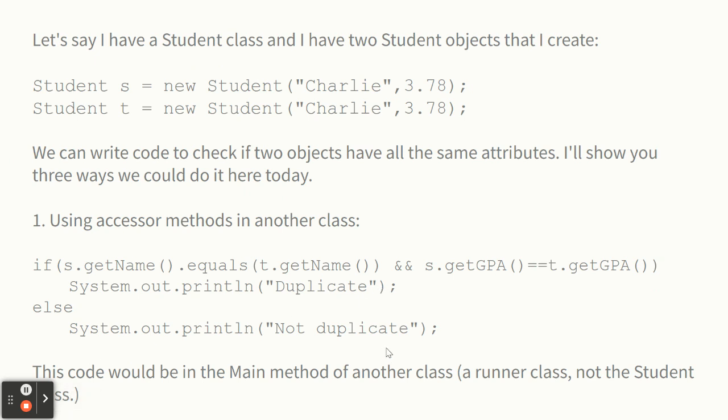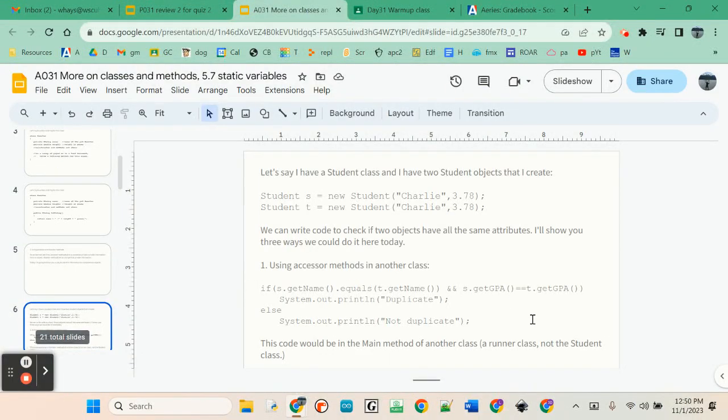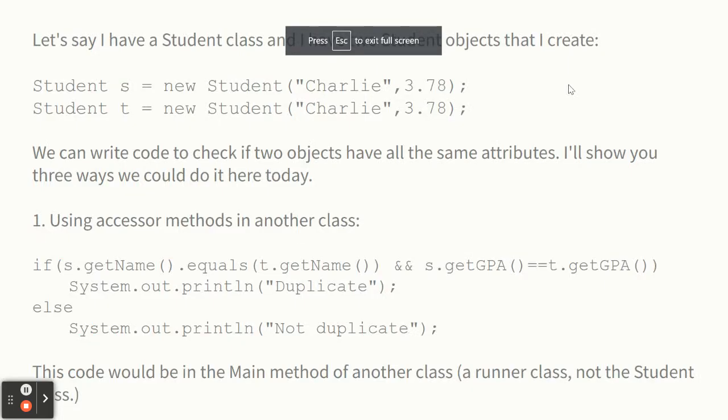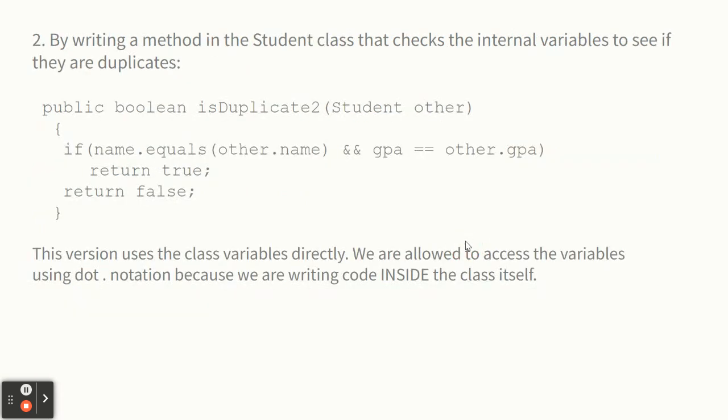Questions? Yes. If there was more than two students, could you take that code into a for loop or something that could check every single student? Oh yeah, and we'll be doing that in a month. But this would be in the main method of another class, not in the Student class. You see how we use dot equals when it's strings. The name is a string, so we're comparing two names, and then we're using double equals when we're comparing two double variables.